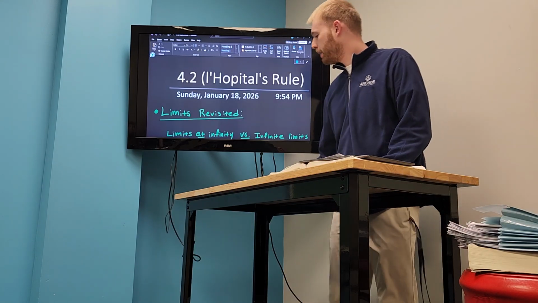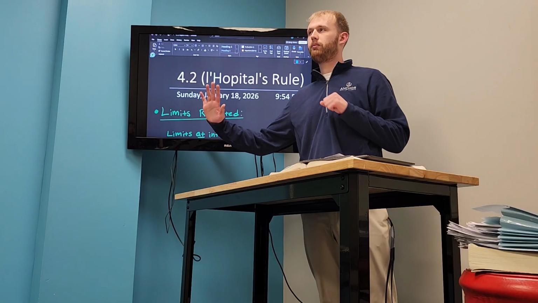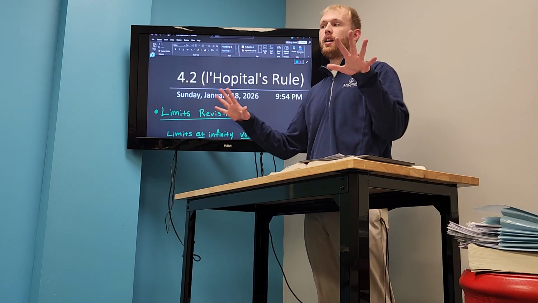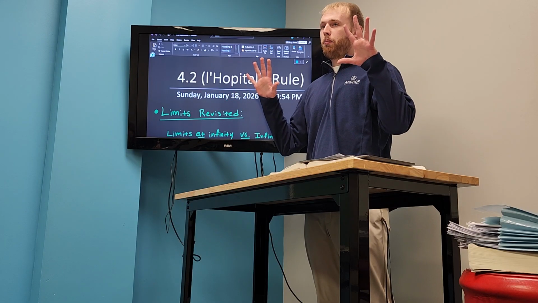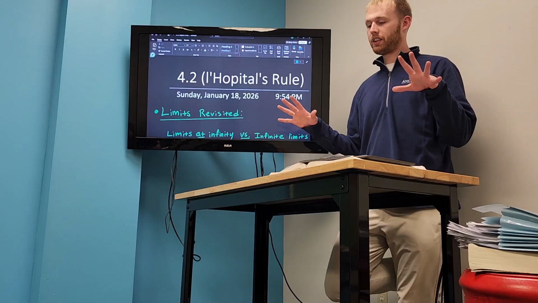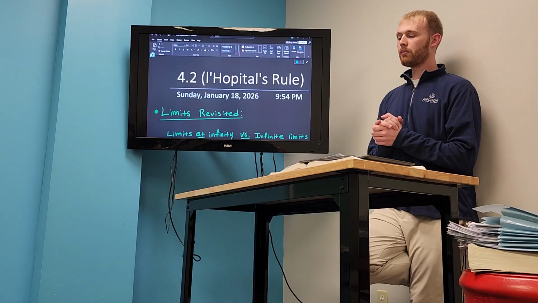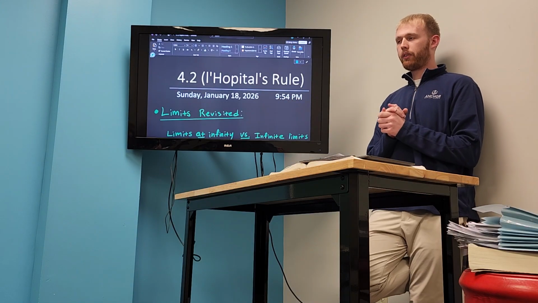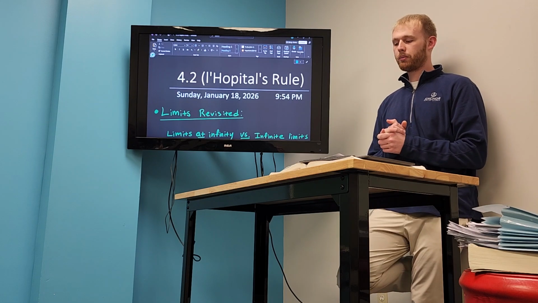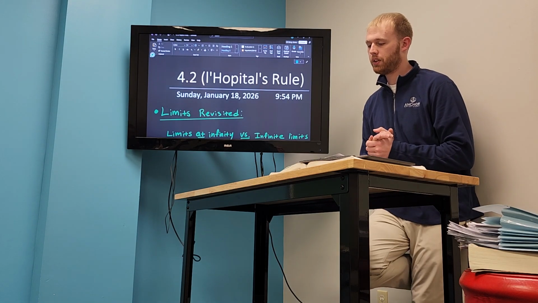Limits at infinity and infinite limits are different, but also completely similar. They're completely distinct and completely similar. We have to know the distinction, but there's definitely a relationship. That's what we're going to be talking about today for the next 10 minutes. It's really easy. The difference is super easy.